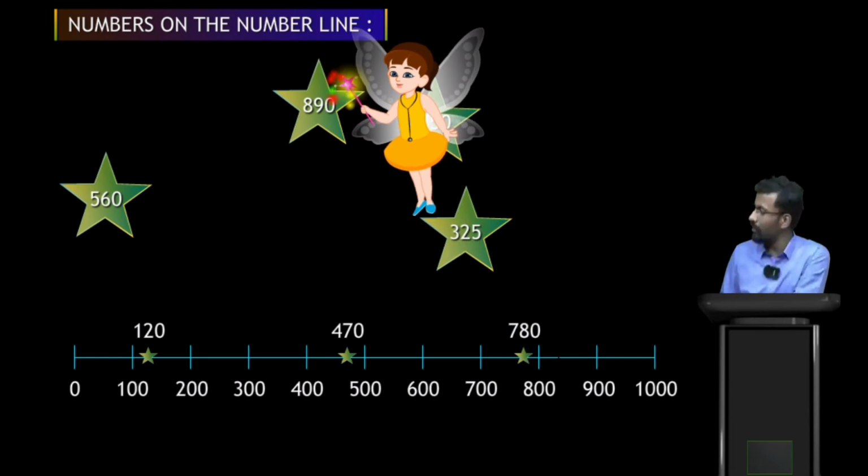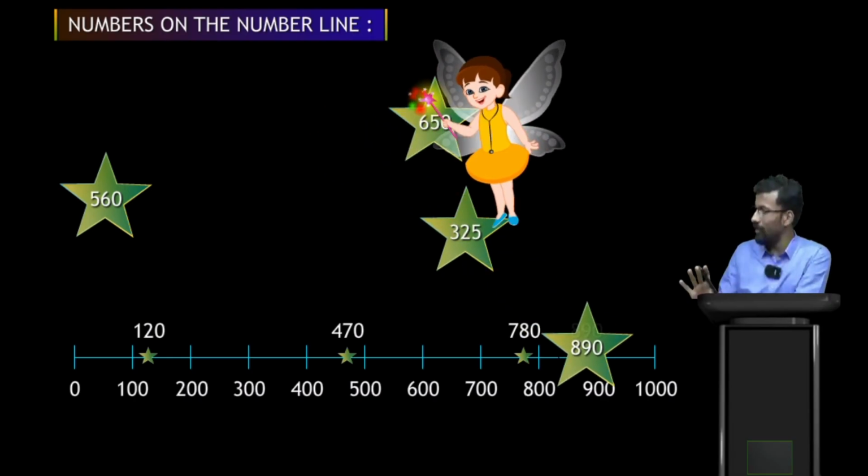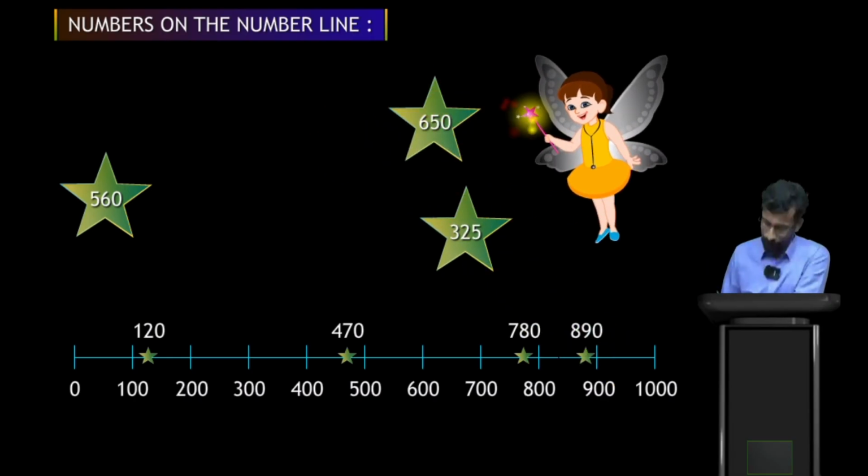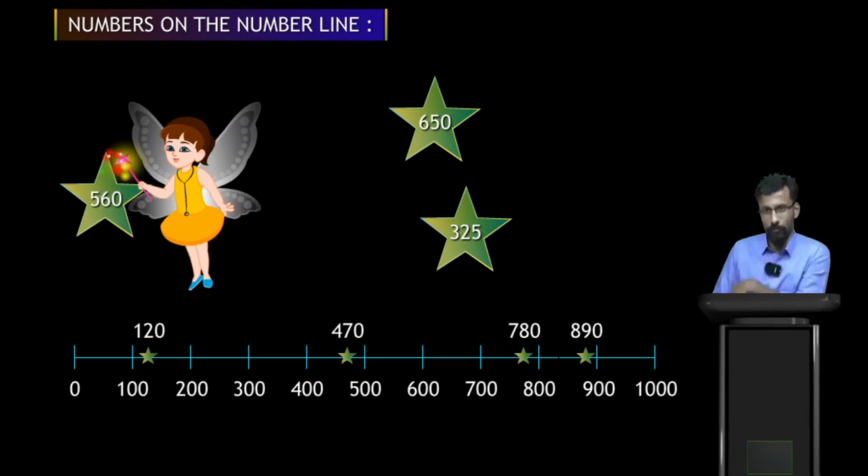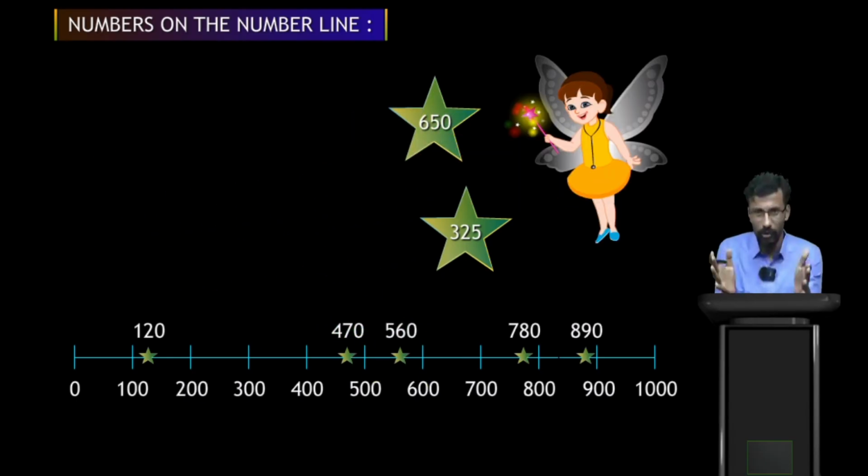Then 890, so it will be lying between 800 and 900. So like this. 560 lies between 500 and 600. Okay, basic idea. So we are taking 560 between 500 and 600.